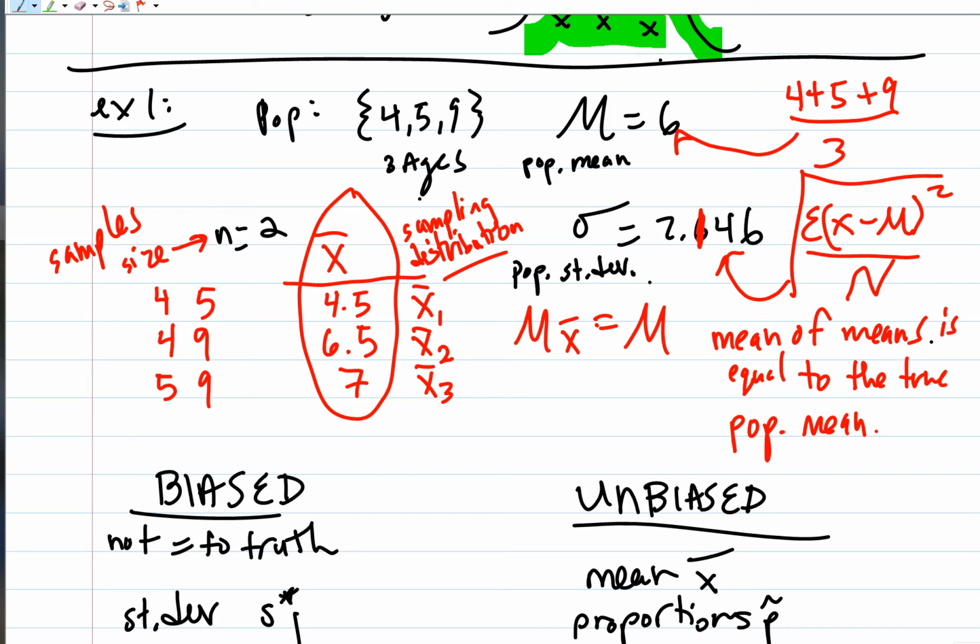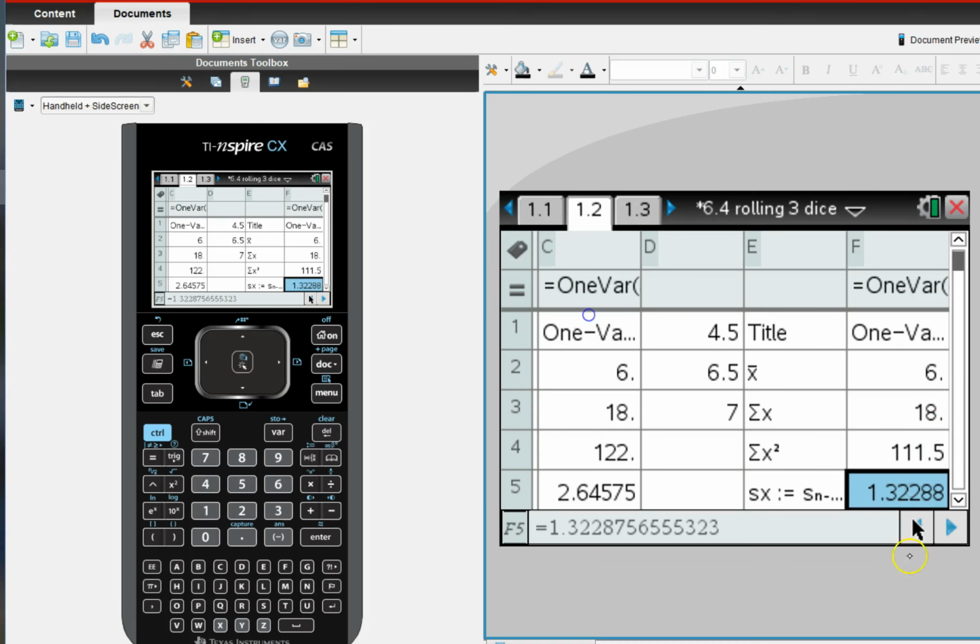What about the standard deviations? Were they the same? Well, 2.16, and this one was 1.322. They're not the same, are they?